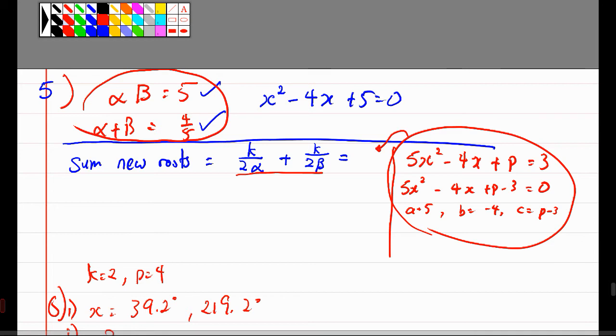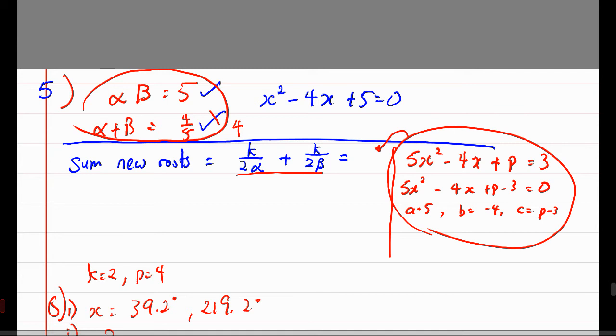Hey, this is wrong. The answer is 5. Oh, I copied wrong. Oh, alpha plus beta is minus B over A. So this is 4. The top one is correct? Correct. Okay, now I need to know how to write this number.